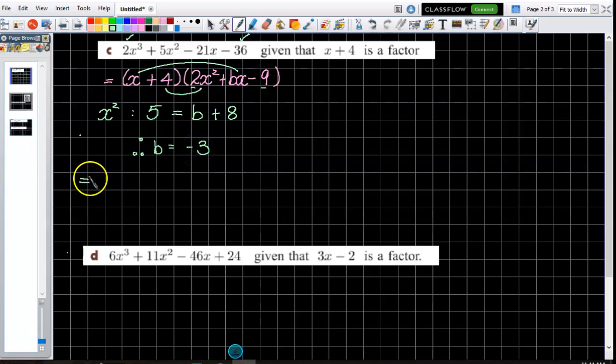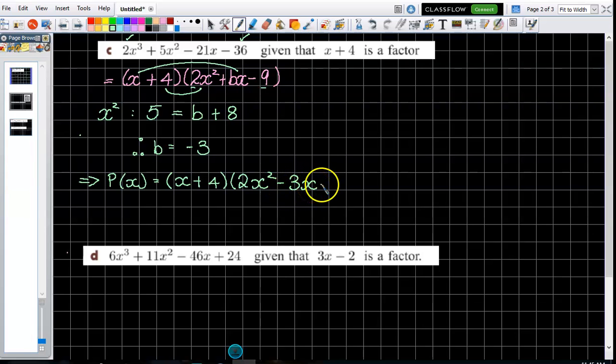And that means my polynomial, so forgive me for not writing out this whole 2x cubed and so on, I'm just saying it's p of x. It's now equal to x plus 4 times 2x squared, instead of bx, minus 3. Yeah, everyone happy? And we've still got our take 9. And we're very proud of ourselves and pleased that we got that far.